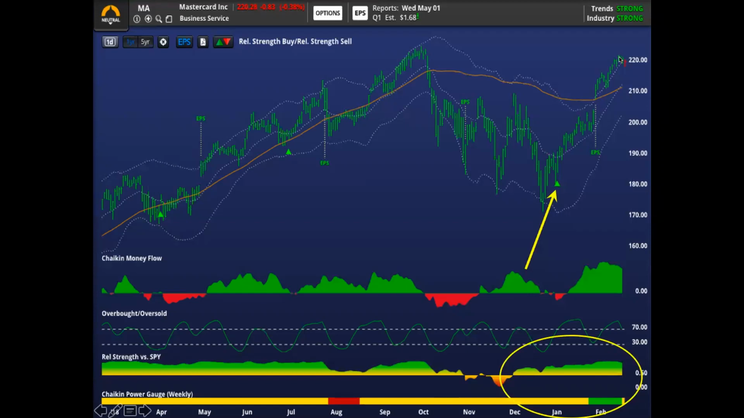Relative strength signals really work. There's, again, 2 more on this chart. And then the power gauge turned bullish in late January. Look at the Chaikin money flow. It's as strong as it's ever been in the last 12 months. Institutions are accumulating the stock, and you got a positive earnings surprise, which pushed it above our long-term trend line, and the stock has just kept going.